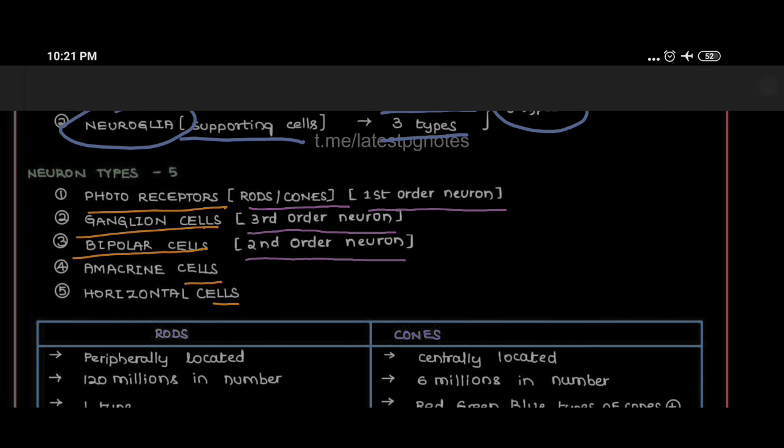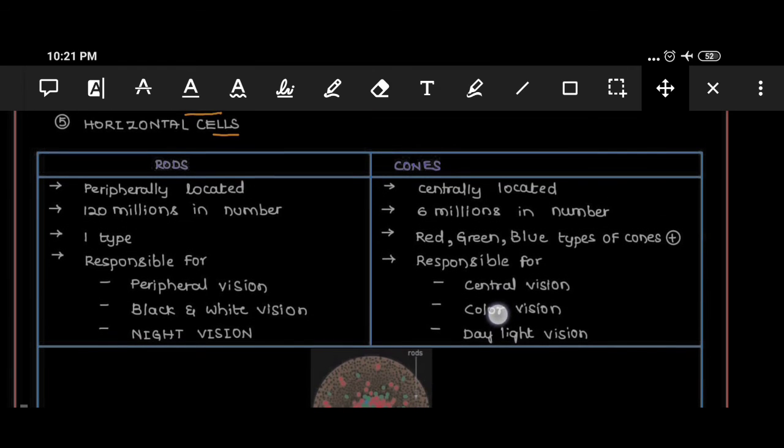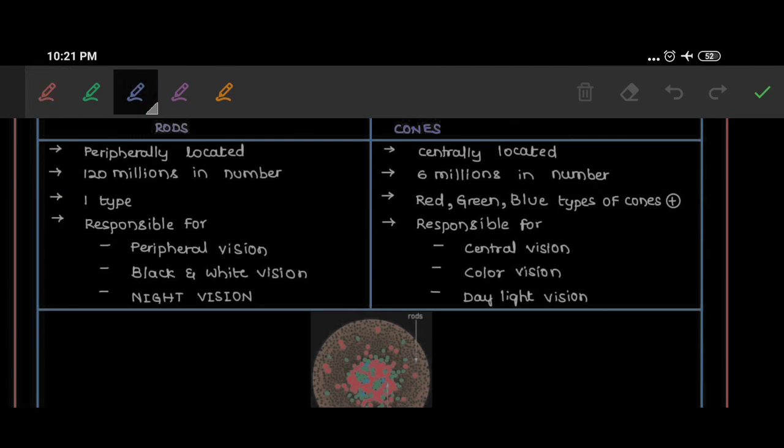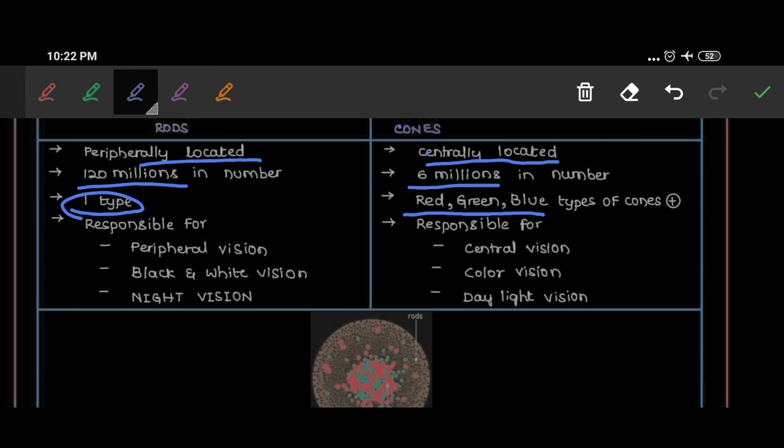Okay guys, let's see the differences between rods and cones. Rods are peripherally located and cones are centrally located. You can easily remember this by the mnemonic CC. Rods are 120 million in number, cones are 6 million in number. Rods are of only one type and cones are of three types: R, B, G, red, blue, green, the basic colors. Cones give color because it's day vision, and rods are only night vision, scotopic vision. That's why it's only of one type.